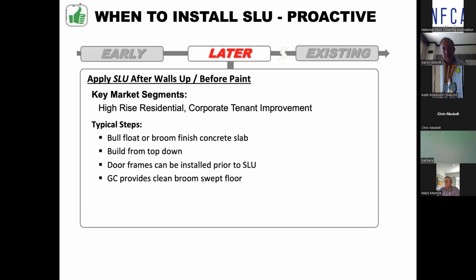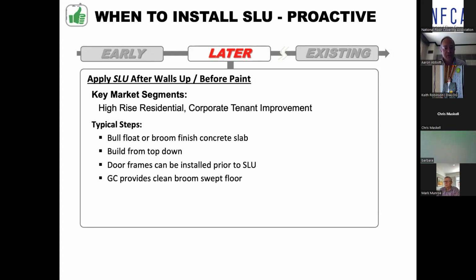Or you can do this proactive method a little bit later, after the interior walls are up. Early is when you have hopefully a curtain wall around the building, but before you've placed your interior framing. The proactive-but-a-little-later approach is after those interior walls are up, and likely before paint. This is typically used in high-rise residential and corporate buildings, office buildings, towers. And again, bull float the concrete and allow it to cure.